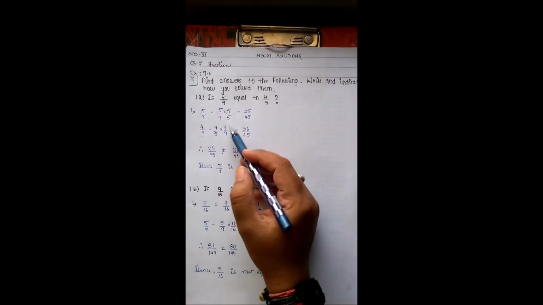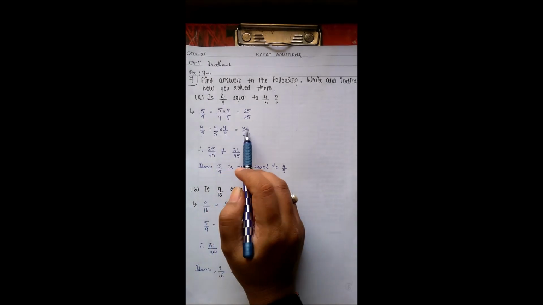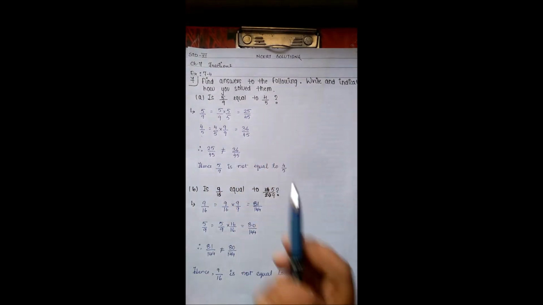Then 4 upon 5, if we multiply with 9 upon 9, then 4 into 9, 36 and 5 into 9, 45. So we can see that it is 25 upon 45 and 36 upon 45 if we make the denominator same. So it is clear that it is not equal.